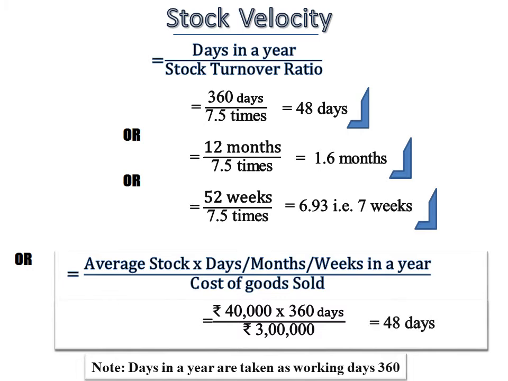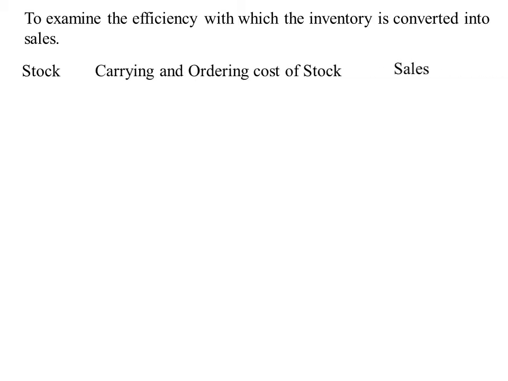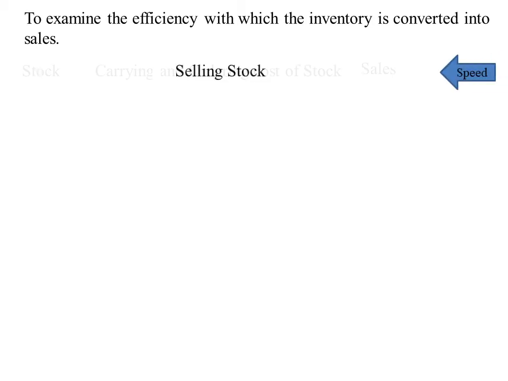Let us now see the objective of this ratio. The objective is to examine the efficiency with which the stock is converted into sales. This means it tells us how efficiently the firm is managing its stock, carrying and ordering cost of stock, and sales. It also measures how speedily the firm is selling its stock. Usually a higher ratio is considered better.